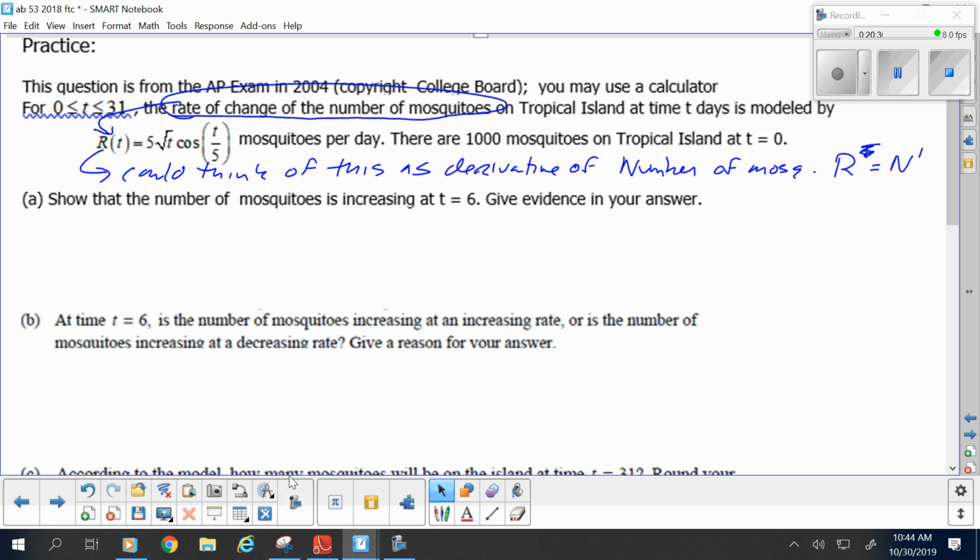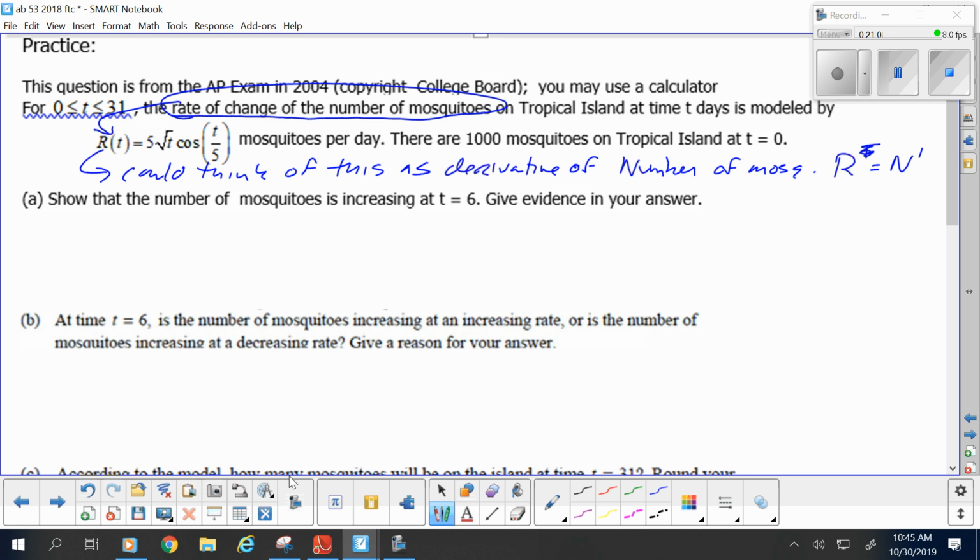Show the number of mosquitoes is increasing at time equals 6. Now this is one of the hard parts: you've been taught so well that you think, well, when I show something's increasing, I take a derivative. So many students will think, well, I've been taught well, I'm going to take the derivative. Do I need to take the derivative? Why not? It's already in a form of derivative. It is a rate already. I don't need to take another derivative on it. It's a rate. So do I need to find r prime at 6 or just straight up r at 6?